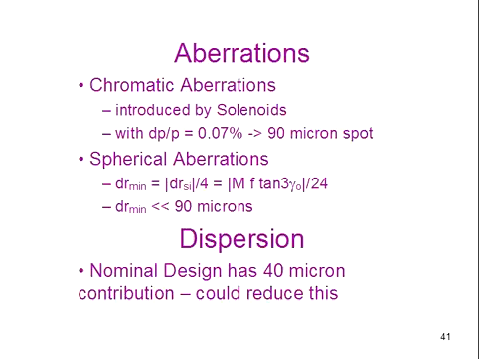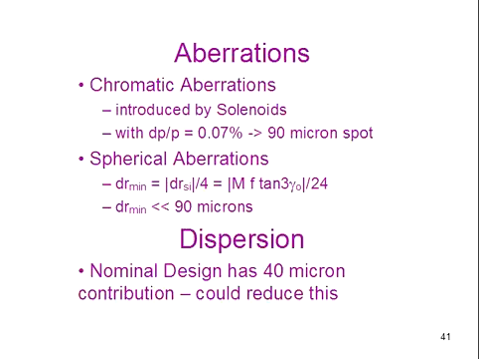Aberrations have also been studied in detail. The chromatic aberrations are introduced by the solenoids. With a momentum spread of 0.07%, it's the chromatic aberrations from the solenoids that lead to the 90 micron spot size used in the ECOFusion design. Spherical aberrations have also been studied, but their contribution is far less than that of the chromatic aberrations, and so the spherical aberrations are not a significant contributor to the beam optics.